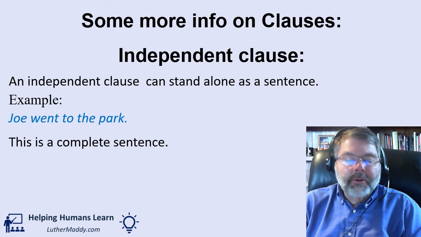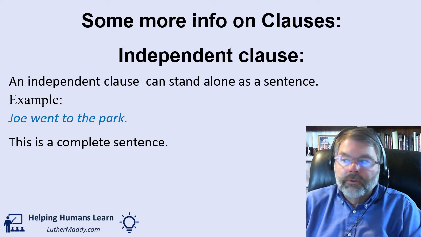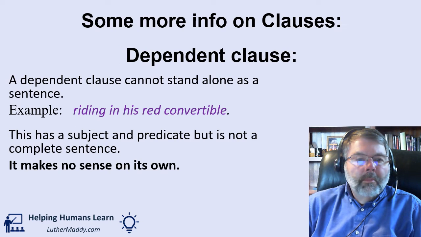Joe went to the park can stand alone. We can put a period right there, and that's a complete sentence. So if it's a complete sentence by itself, then it would be considered an independent clause. It doesn't need anything else. It's independent of anything else. Independent clause, complete sentence.